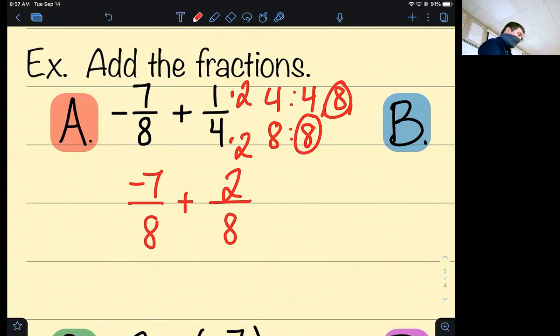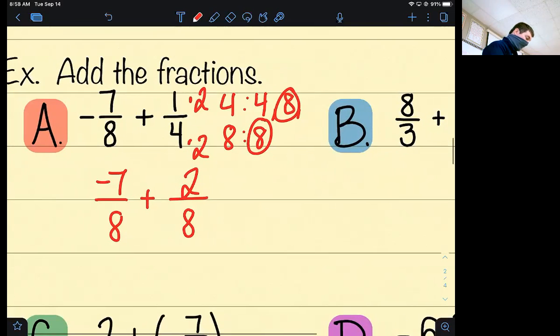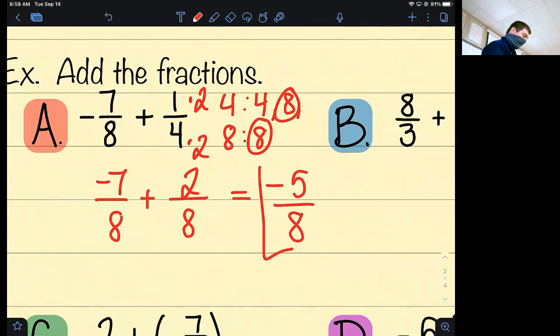Now that I have a common denominator, I can then ask myself if I'm adding or subtracting. So Parker, is this a joining forces or going to war problem? Yep, so I'm going to subtract. Who's going to win the war, negatives or positives? The negatives? By how much? Close. 7 minus 2? 5. There we go. Negative 5 eighths.